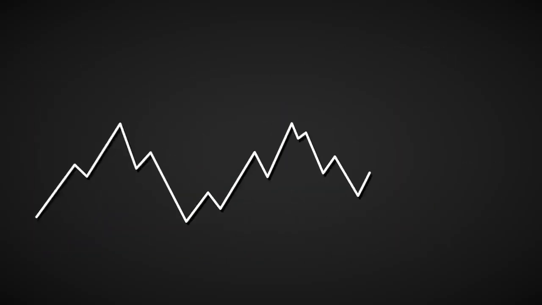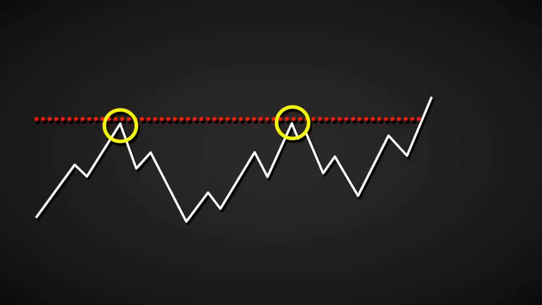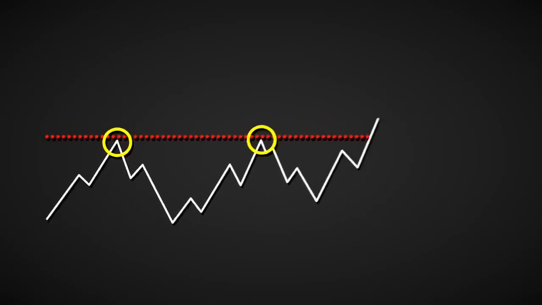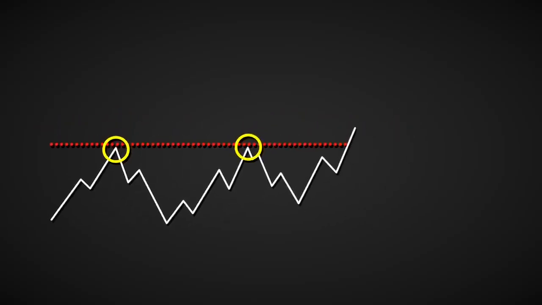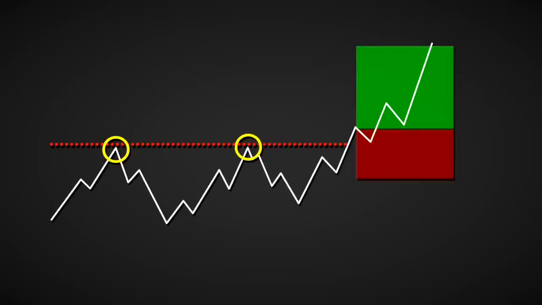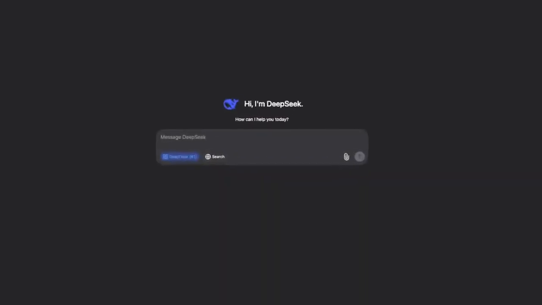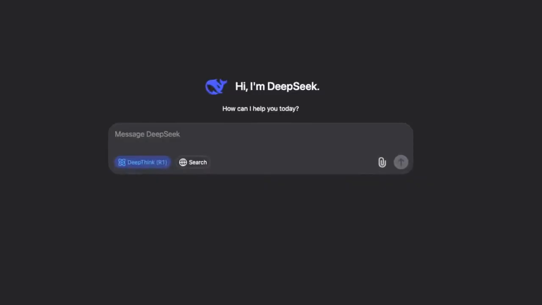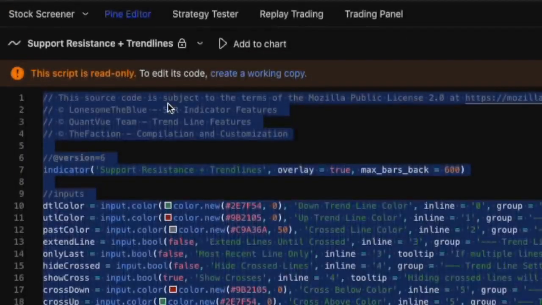Similarly, it highlights when price breaks through established support or resistance levels, often signaling the beginning of new trends. These signals are exactly what we need in our custom strategy. So let's open DeepSeek again, our secret weapon for this transformation. I'm jumping into the Pine editor, again to grab the indicator source code.